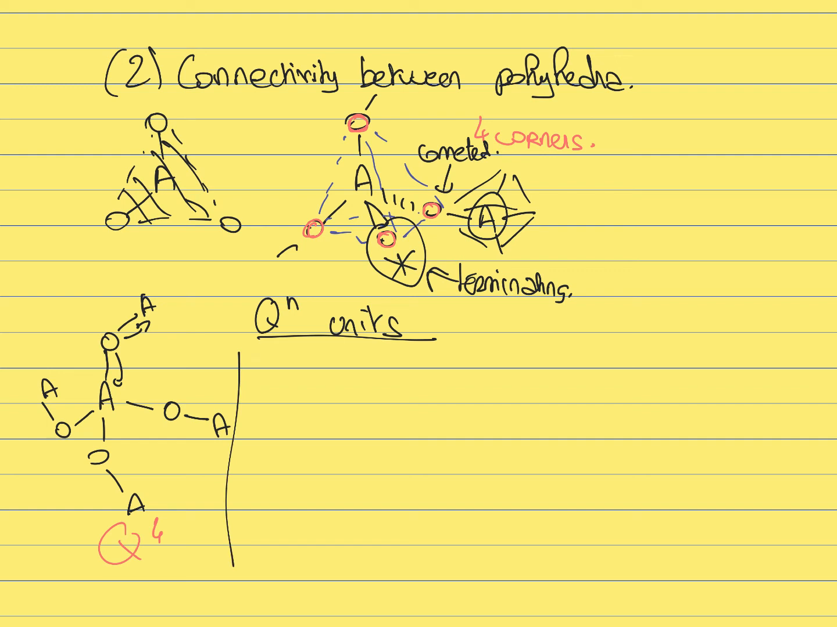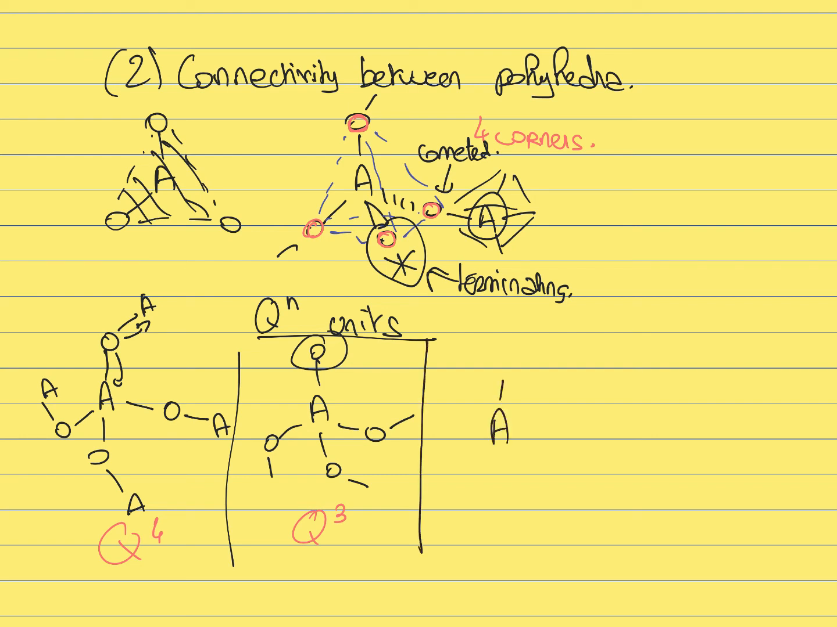Then, second case, now you still have the same cation atom with still the same oxygen corners, but the difference is that you have 3 corners that are shared, and you have 1 corner that is terminating, that is not shared with anything else. In that case, we will call this a Q3 structure, a Q3 unit. There's only 3 corners that are shared.